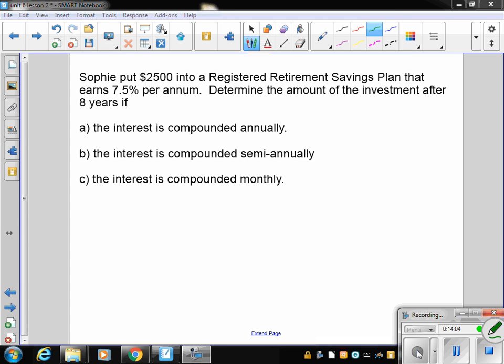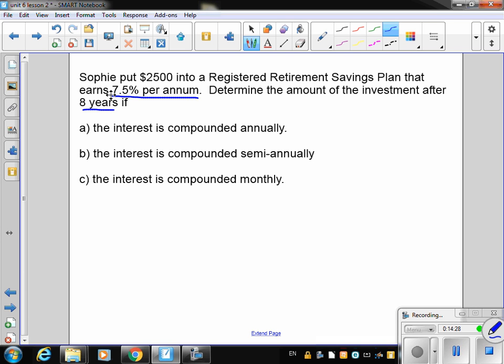Okay, here's another example. Sophie puts $2,500 into a registered retirement savings plan that earns 7.5% per annum. That's a good rate. And you can get good rates if you're going to leave something in an investment for a long time. Determine the amount of the investment after 8 years if the interest is compounded annually.